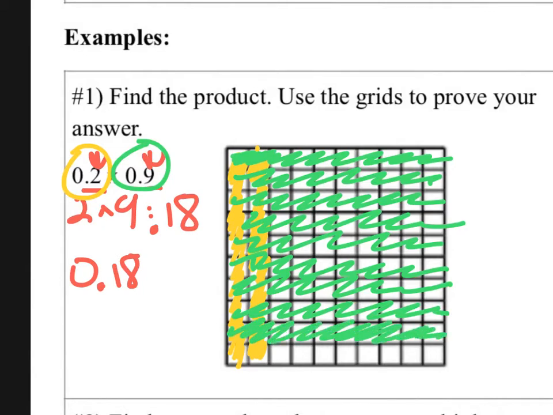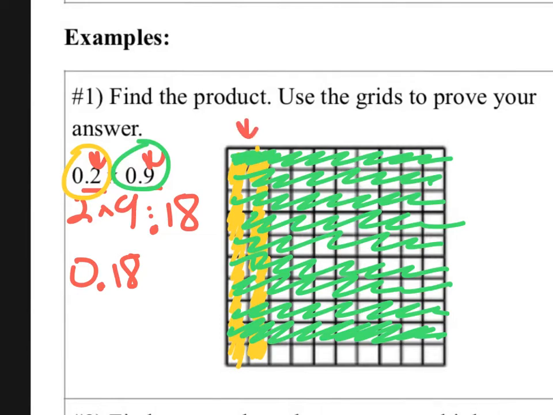So let's do a recap. My yellow is my first decimal, which is going up and down. And then my green is my other decimal number going sideways, horizontally. You want to crisscross. A lot of kids will go up and down for both, and that's not how you do it correctly. Now, to figure out our answer, you want to look at the area where both colors overlap, which is going to be right here.